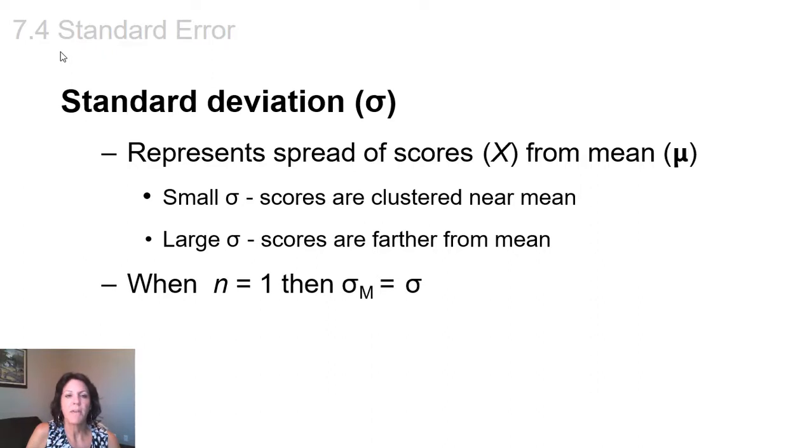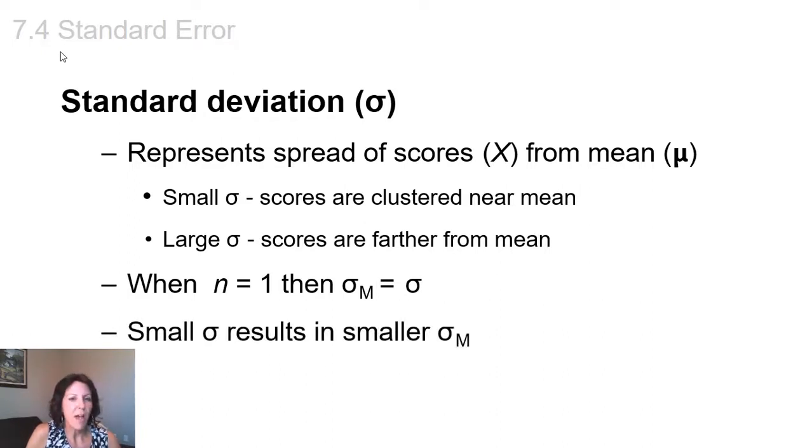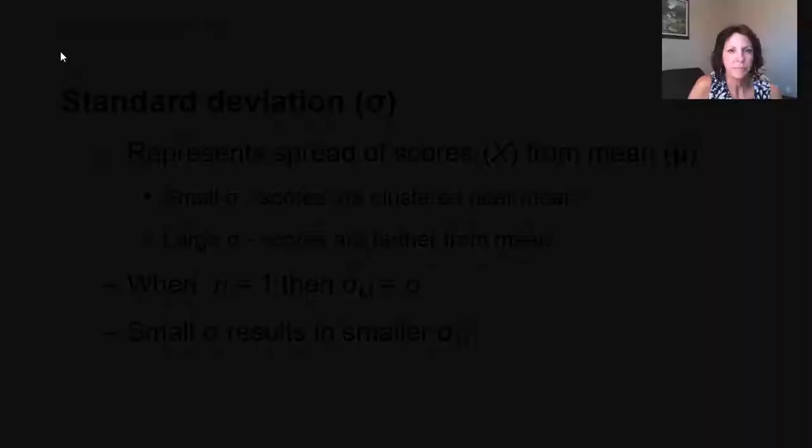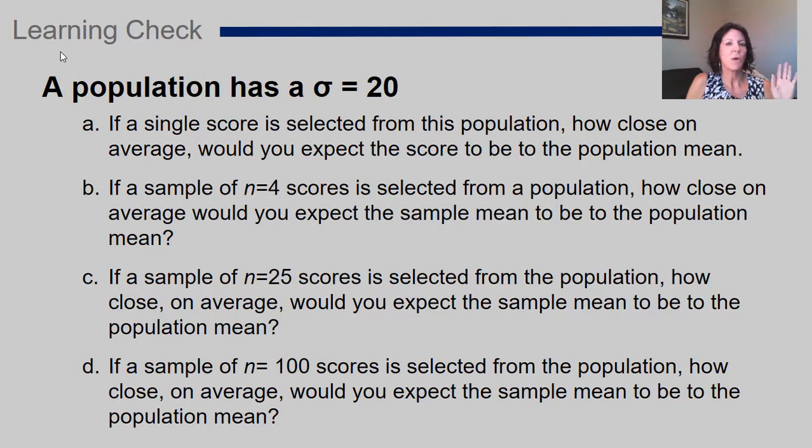So when we have an n of 1, then the standard error is equal to the standard deviation. We've talked about that. Thus a smaller standard deviation is going to result in a smaller standard error of the mean. So if our standard deviation is smaller, it results in a smaller standard error. It's probably much easier if we just map all this out.